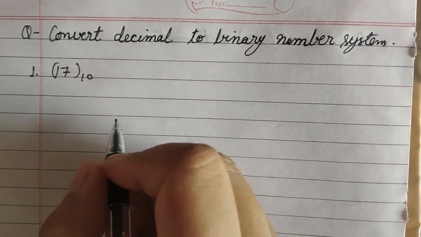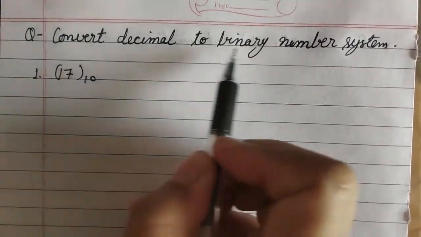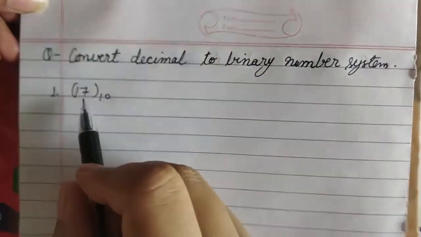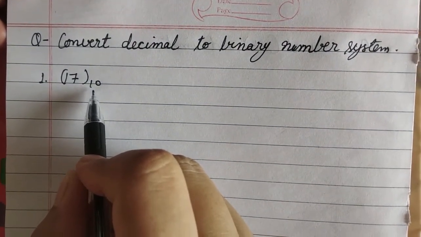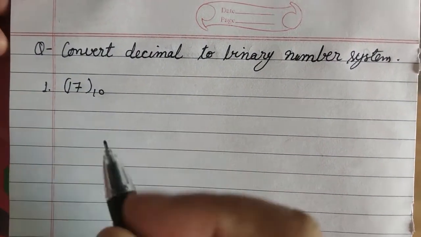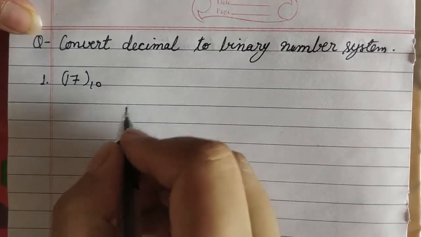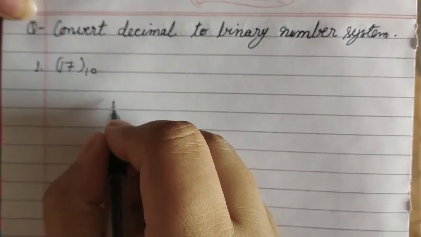Today we will solve this question. The question is convert decimal to binary number system. So here we will convert 17. You can see base is 10. That means it is decimal number system. Okay. So here first of all, you have to find the LCM.